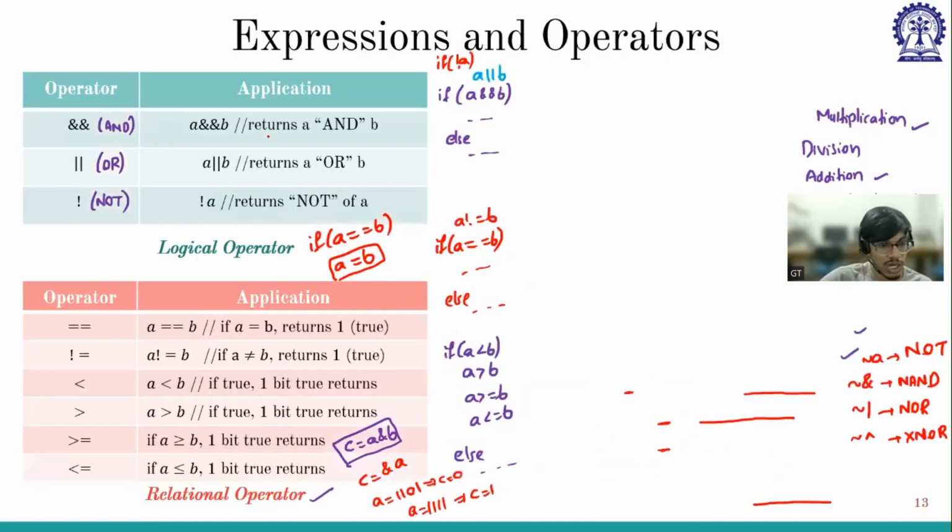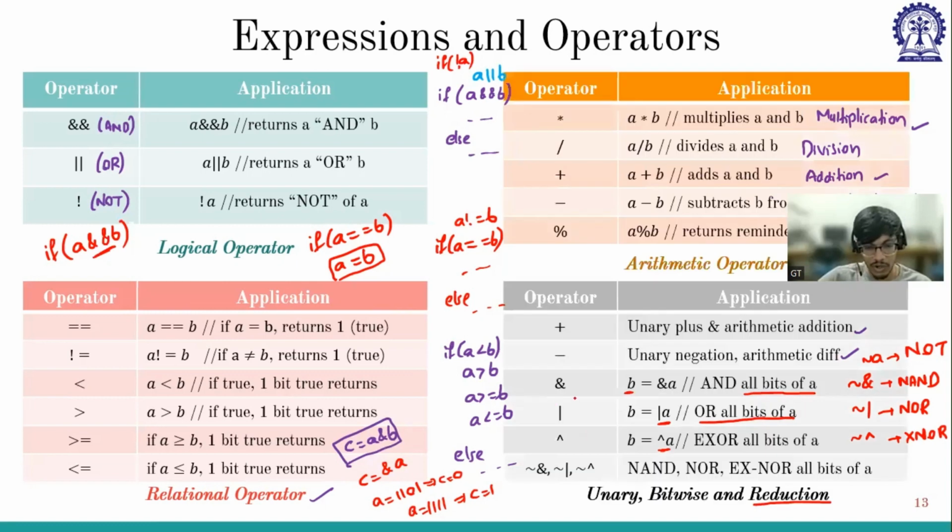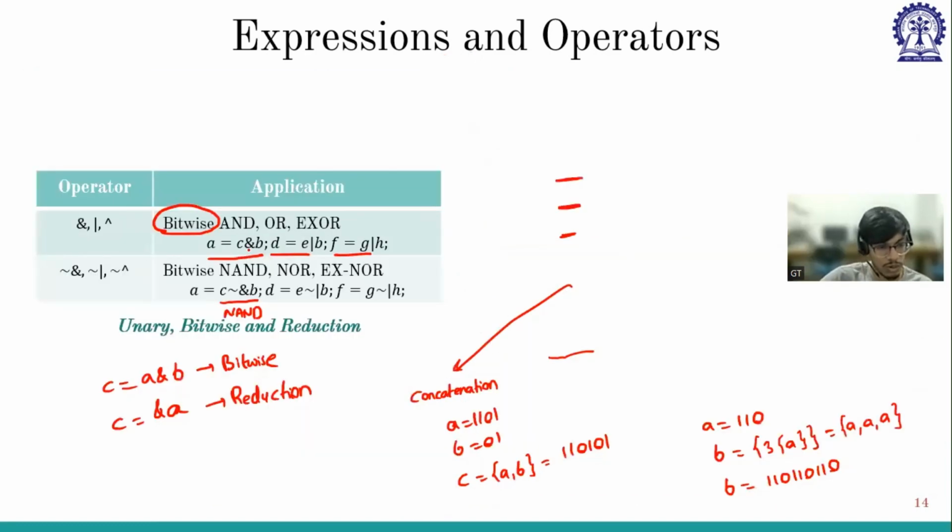So one is the logical operator. Logical operator means it will be inside an if. So if A and B means if A and B is 1. So in the logical operator only we use two ANDs, but in other cases we'll use a single AND. So if you want C equal to A and B, we'll use a single AND. So whenever you are doing an AND operation, then you use a single AND.